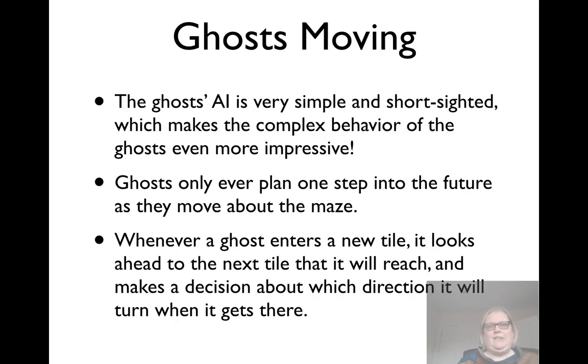So what's really impressive about Pac-Man is that the ghost AI is very simple and short-sighted, which makes the complex behaviour of the ghosts even more impressive. Ghosts only ever plan one step into the future as they move about the maze, so only ever looking one step ahead. Whenever a ghost enters a new tile, it looks ahead to the next tile that it will reach and makes a decision about what direction it will go in when it gets there. So it's only ever looking one tile ahead, and at that point it's saying, okay, what direction do I turn in?